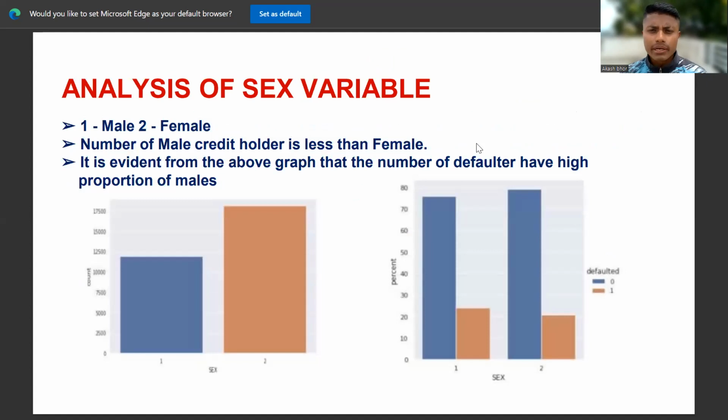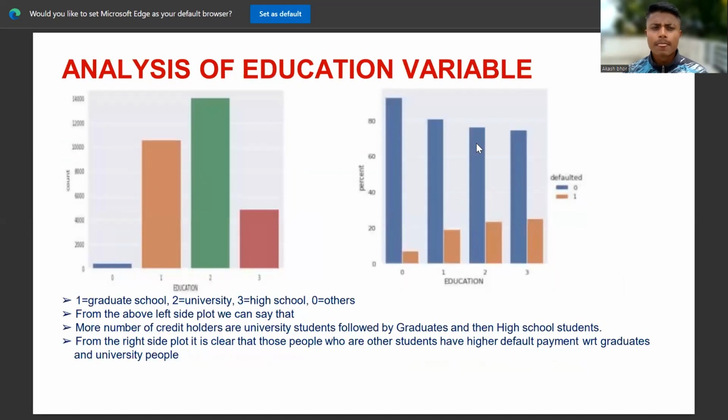Analysis of the sex variable. 1 is male, 2 is female. The number of male credit holders is less than female. It is evident from the above graph that the defaulters have a high proportion of males.